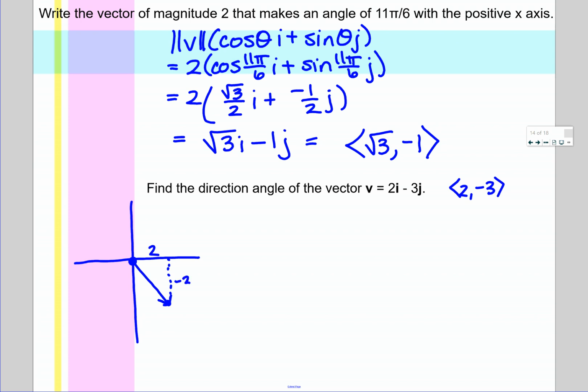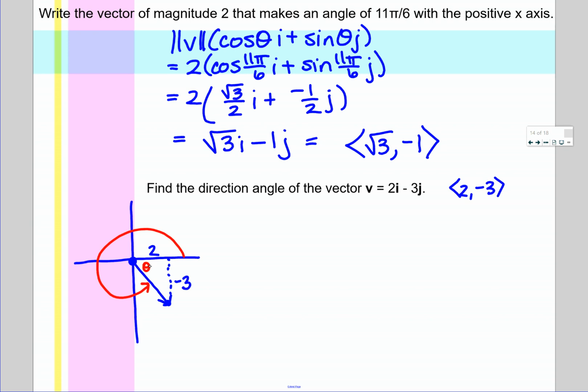2, negative 3. Okay, we need to find the direction angle, which is the angle from the positive x-axis rotated counterclockwise to get to that vector that we have. So what should I probably solve for first? Not the hypotenuse. Well, I could solve for that, but that's not going to get me really any closer to the angle. How about, like, let's call it a theta on the inside there.